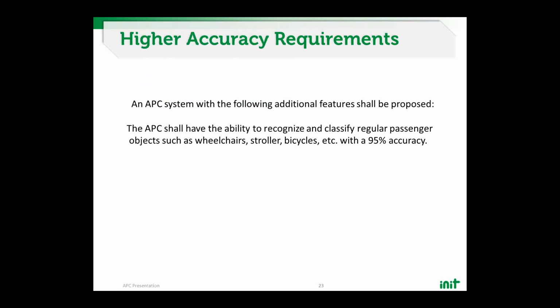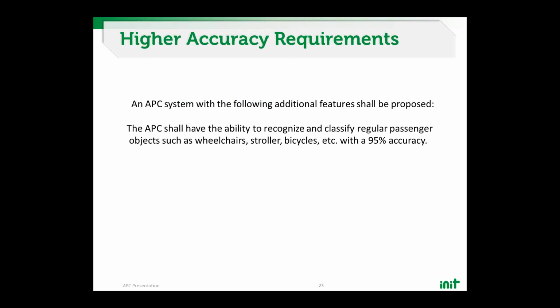So this is what we use on bus installation, but now, as I mentioned earlier, higher accuracy requirements come into place. With current active systems, there's no way that you will ever analyze this kind of data. So I see one specification on the market right now: the APC shall have the ability to recognize and classify regular passenger objects such as wheelchairs, strollers, bicycles, etc. with 95% accuracy.